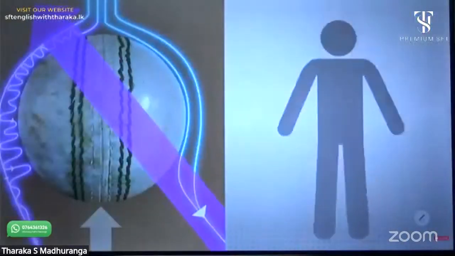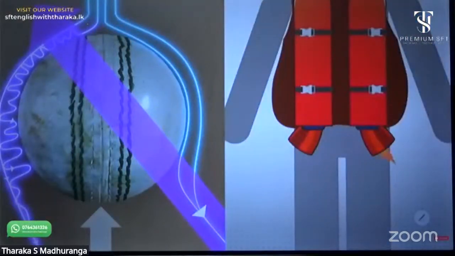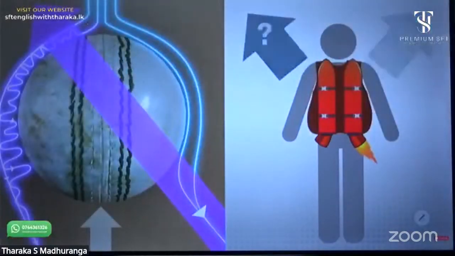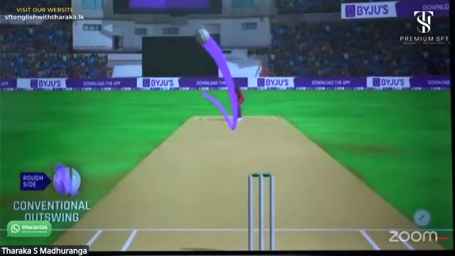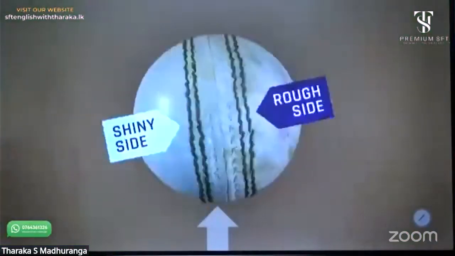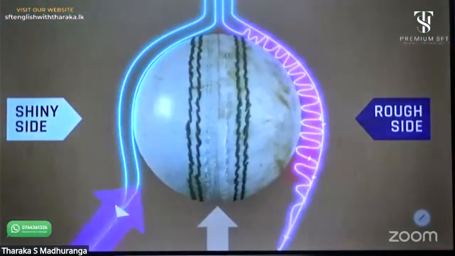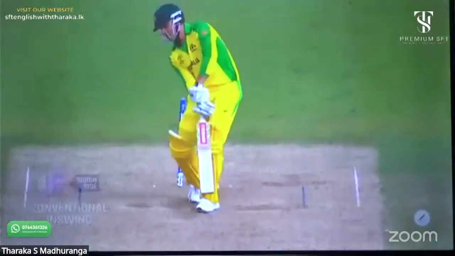To understand this better, imagine a jetpack with two outlet nozzles. If the right side nozzle is fired first, which direction do you think it will fly? Yes, exactly, to the left. This is what we call a conventional outswing. Similarly, with the rough side on the right, once again the ball swings towards the rough side to achieve conventional inswing.